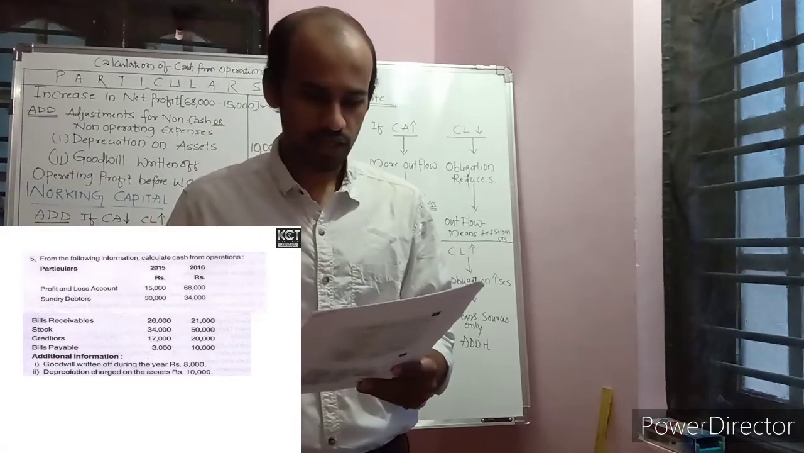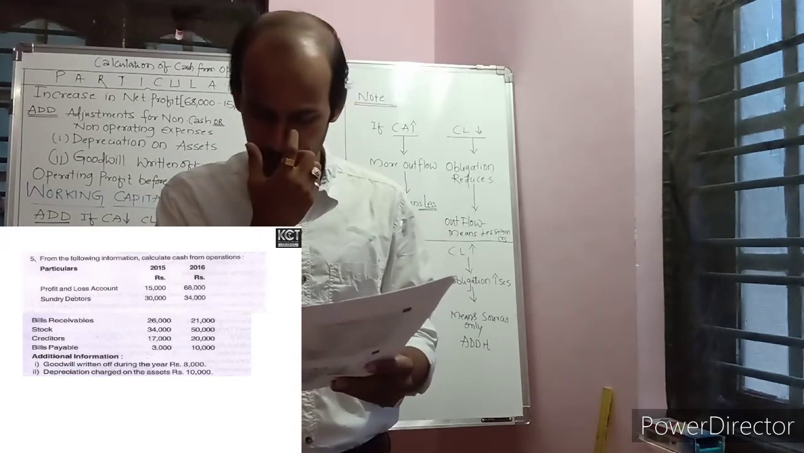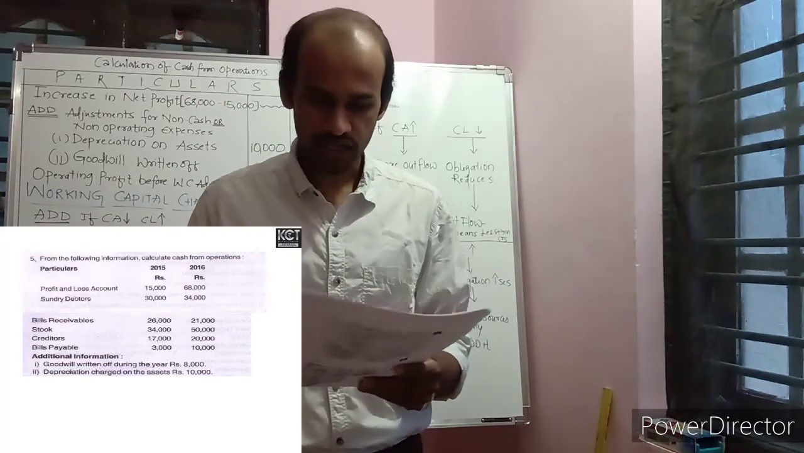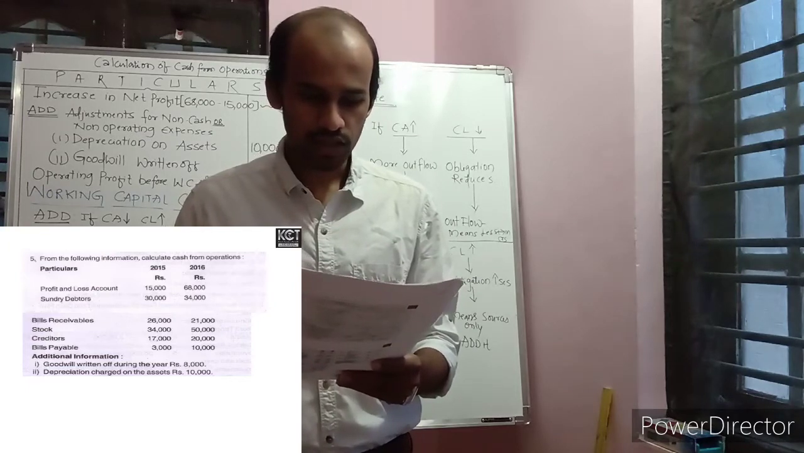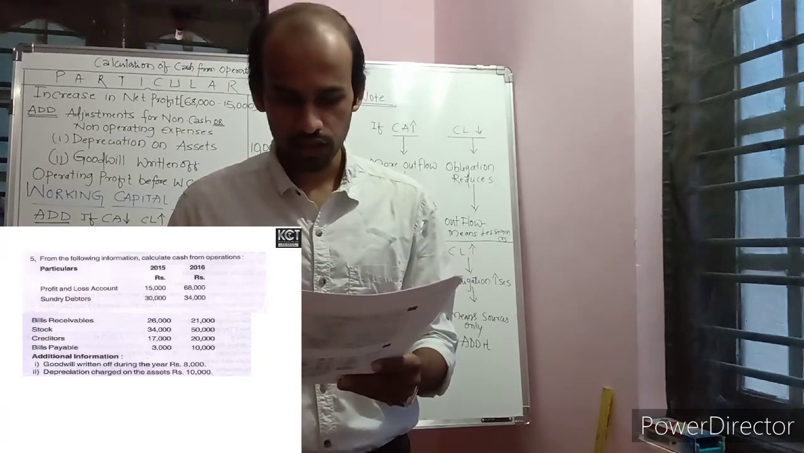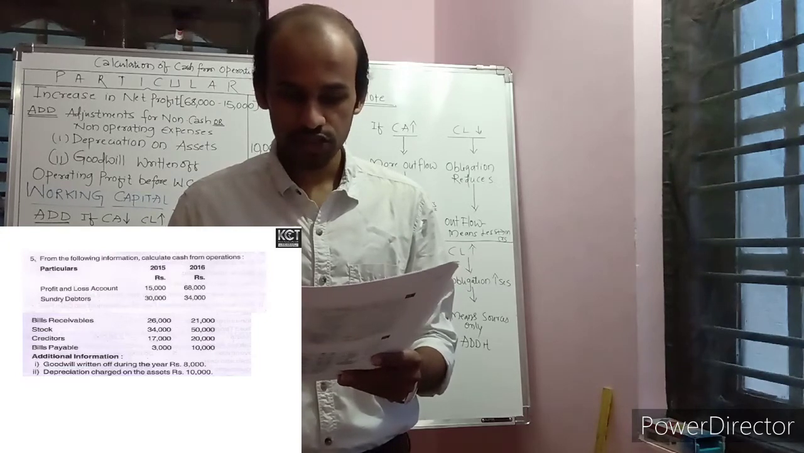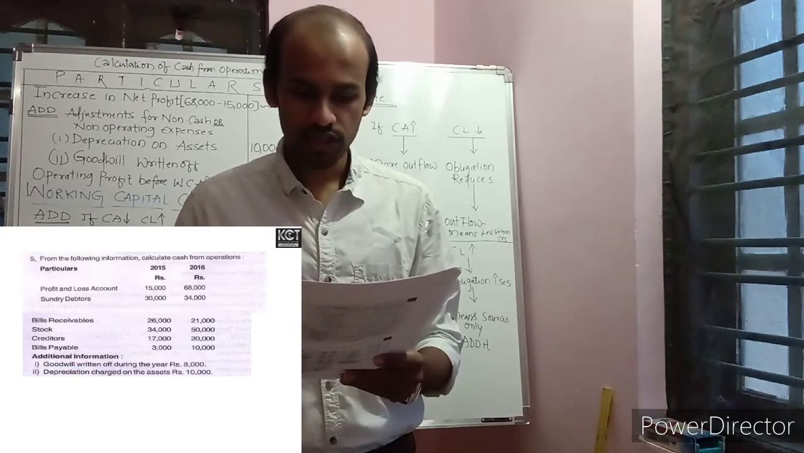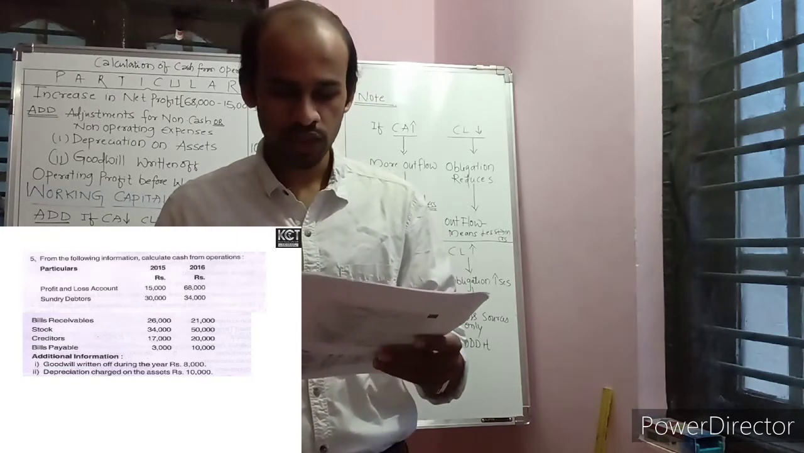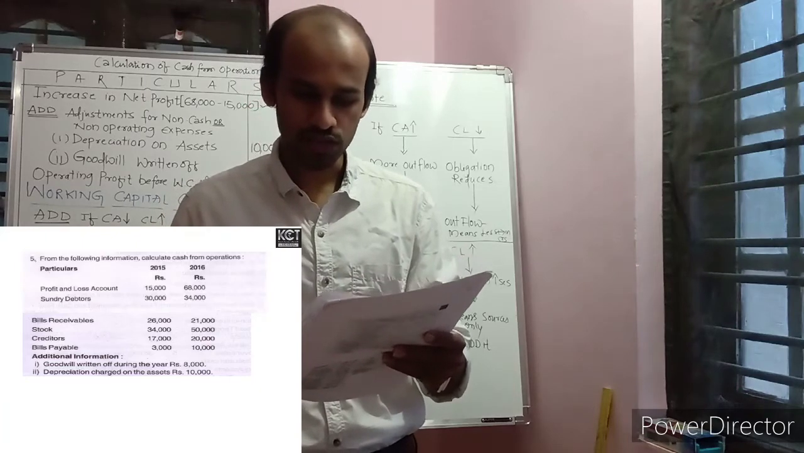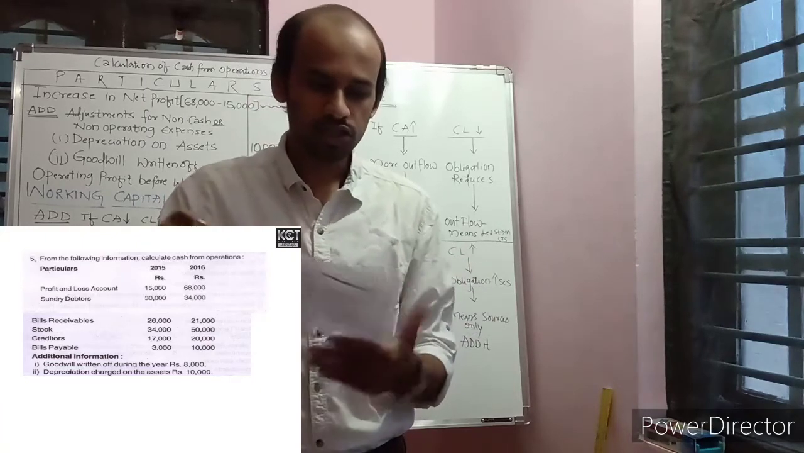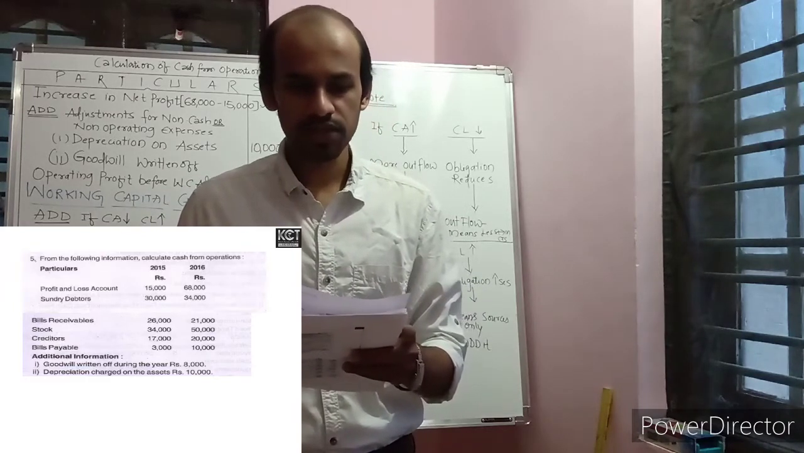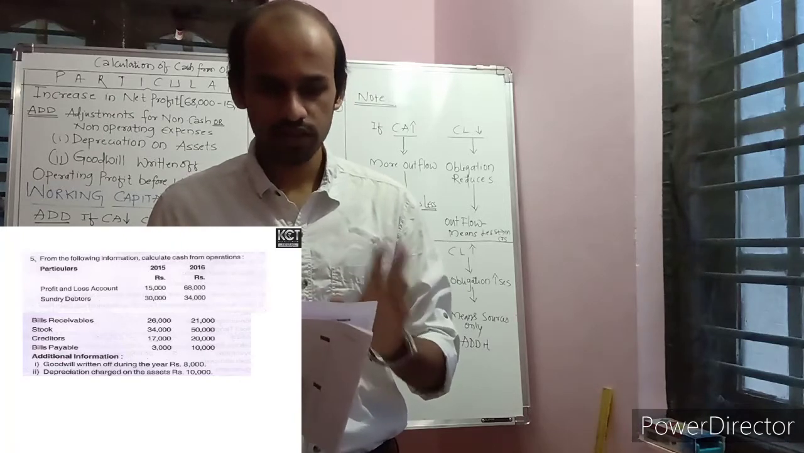They have given some data, that is, particulars. They have given 2015 year data and 2016 year data. In the profit and loss account it is 15,000, and it is increased to 68,000. Next, sundry debtors in 2015 is 30,000, and in 2016 it is increased to 34,000. Next, bills receivable of 26,000 is decreased to 21,000.